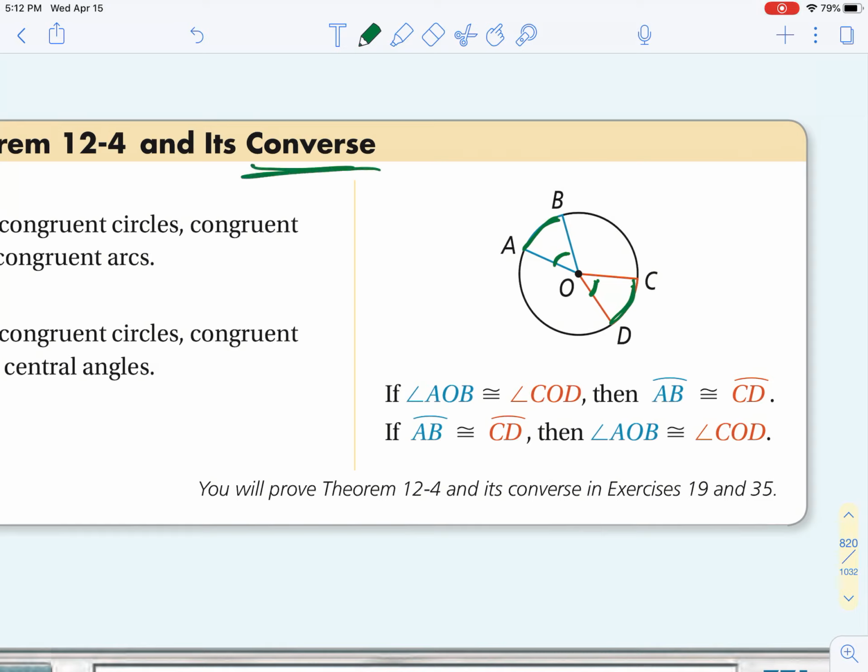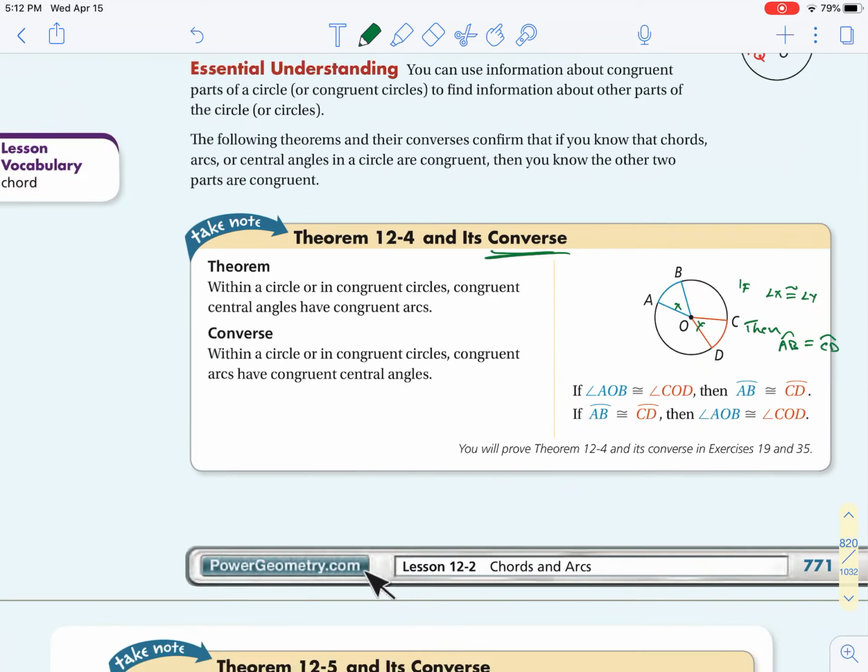So what does it look like? If you wanted to write some notes, I would write it like this. We got x and y. So if you know that angle x is equal to angle y, we'll use a congruent sign, then we know that the arc AB is congruent to the arc CD. All right, so there's your first one.